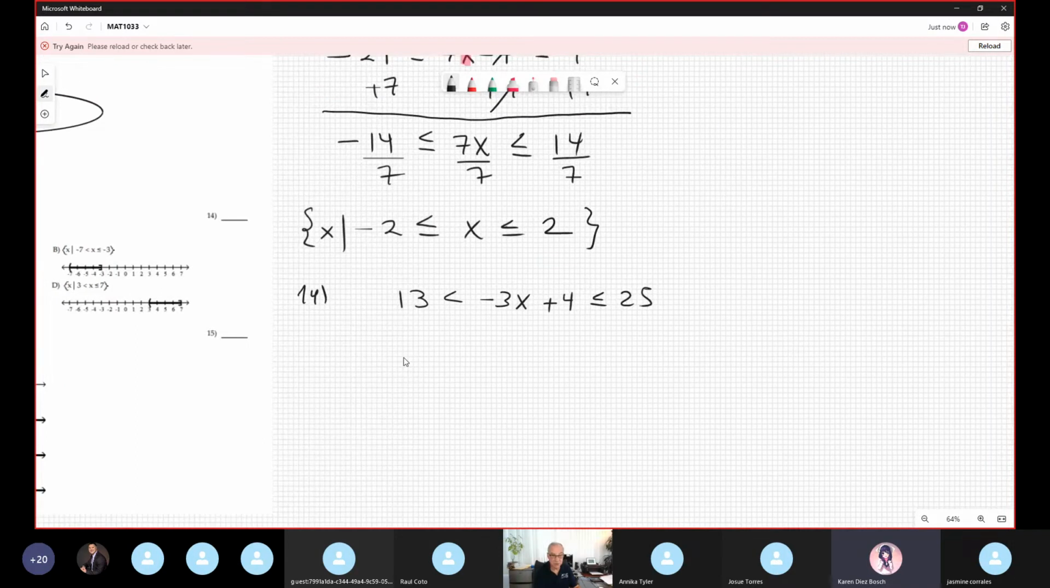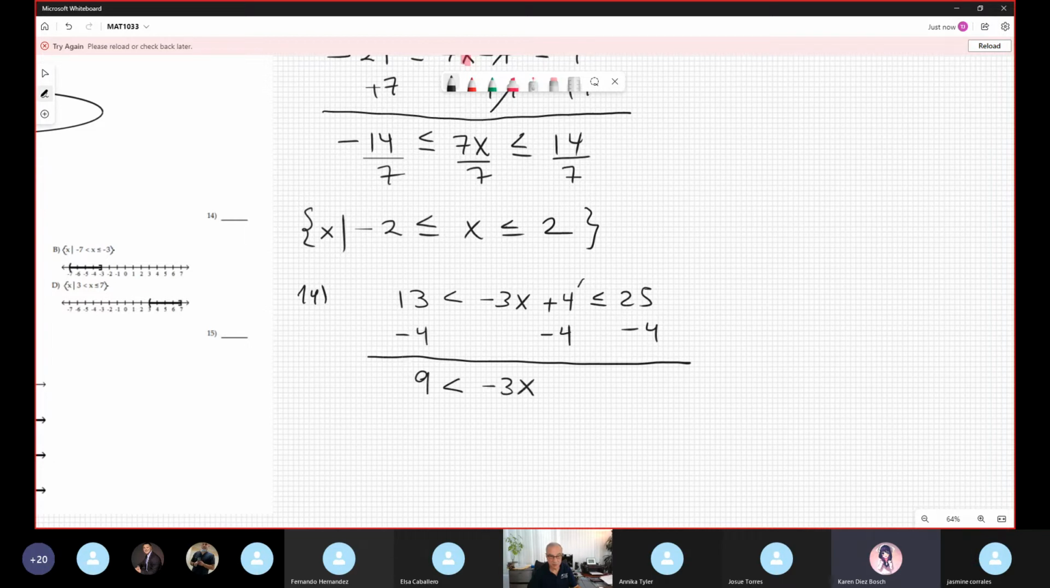No, no, easy. You subtract 4 from every part. 13 minus 4 is 9, then minus 3x. This cancels out. And this is 21 positive. Finally, divide by negative 3, be careful, because I need to isolate positive x, so I need to remove the 3 and the negative 3.